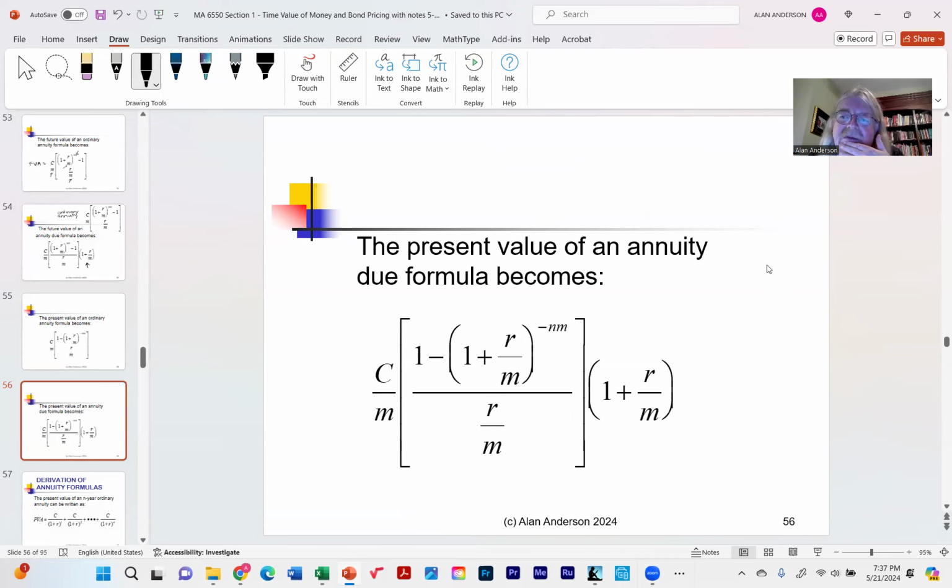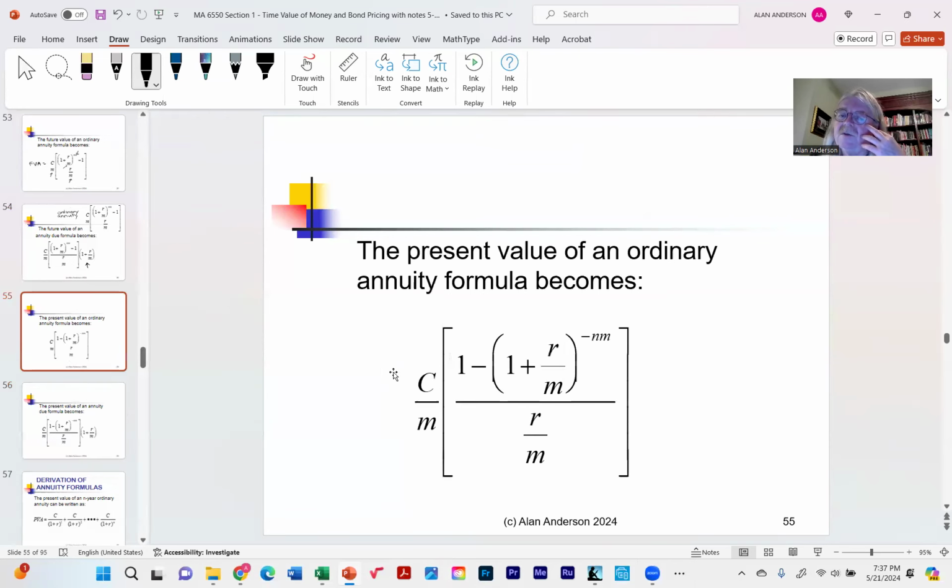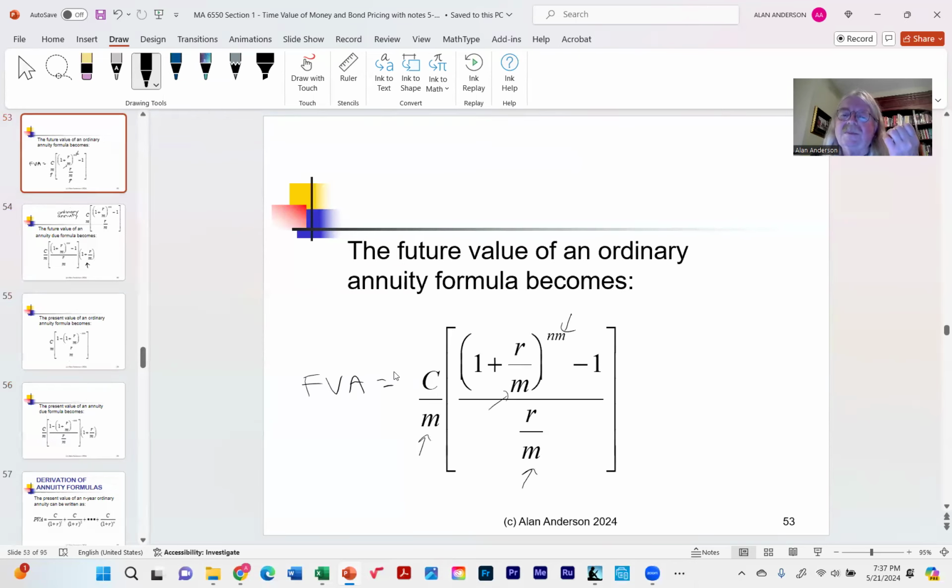Now, by the way, later on, we'll see you could take these formulas and rearrange them algebraically and figure out the size of the monthly payment that you would need, for example, to buy a $30,000 car, because then you would be solving for C. Okay, in other words, there's nothing to stop you from rearranging these algebraically to solve for the cash flow itself.